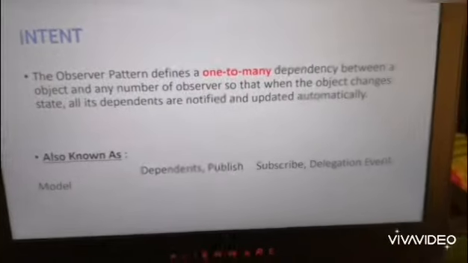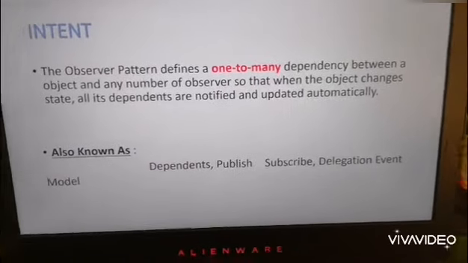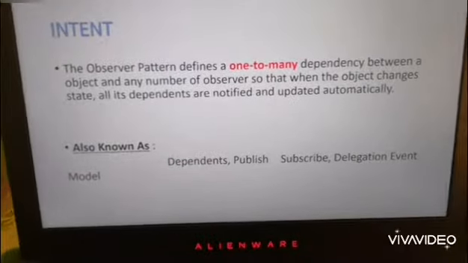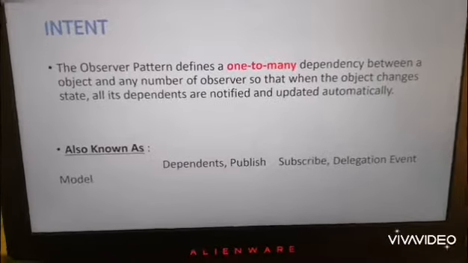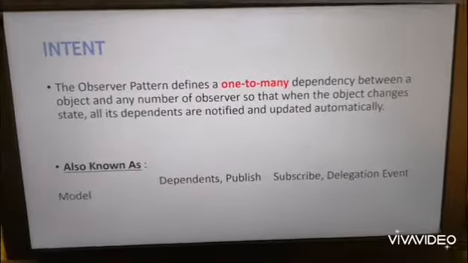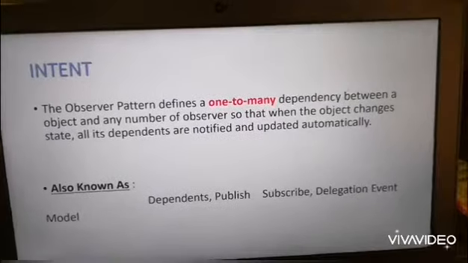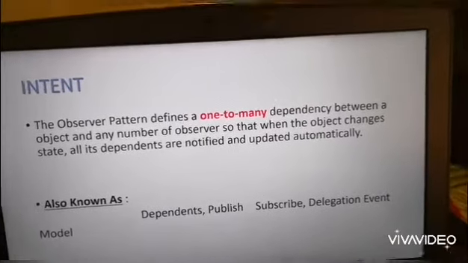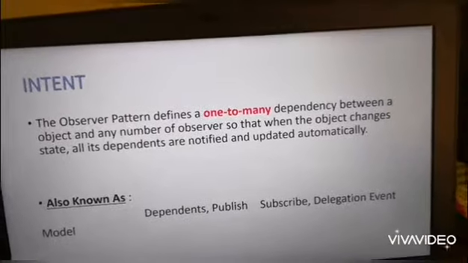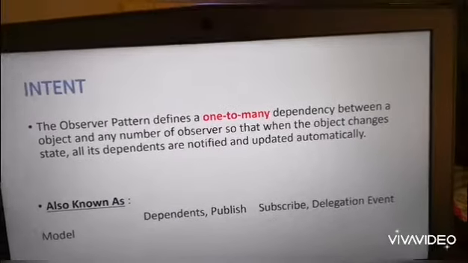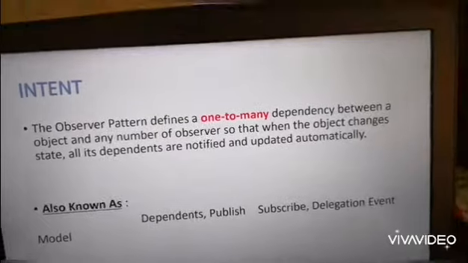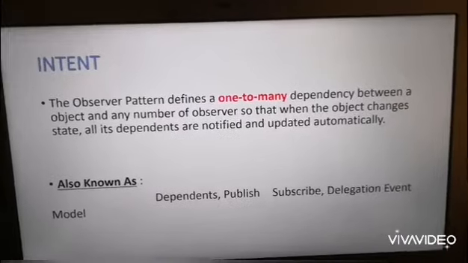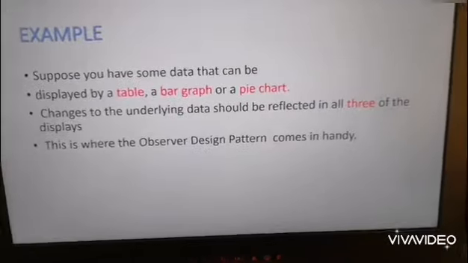Now, if I want to give an example of the observer pattern, suppose you have some data that can be displayed by a table or a bar graph or a pie chart. Then changes to the underlying data should be reflected in all three types of display. This is where the observer pattern comes into the picture. So this is an example.